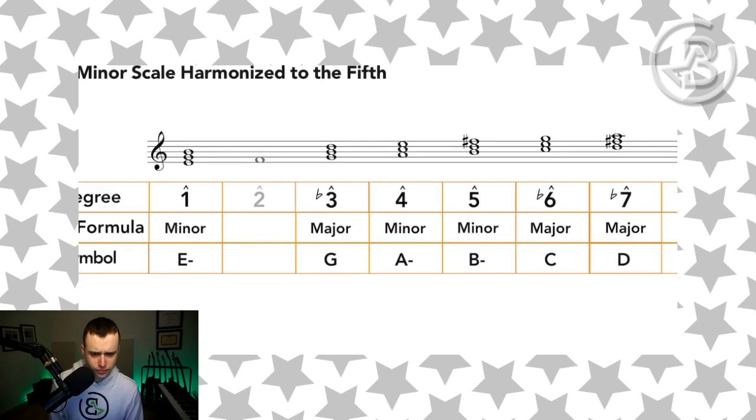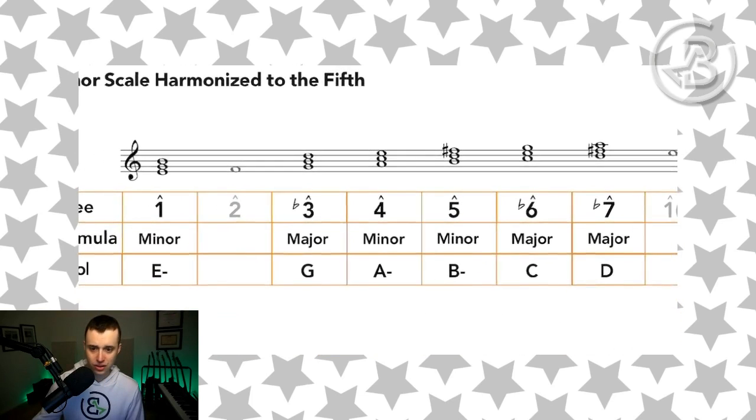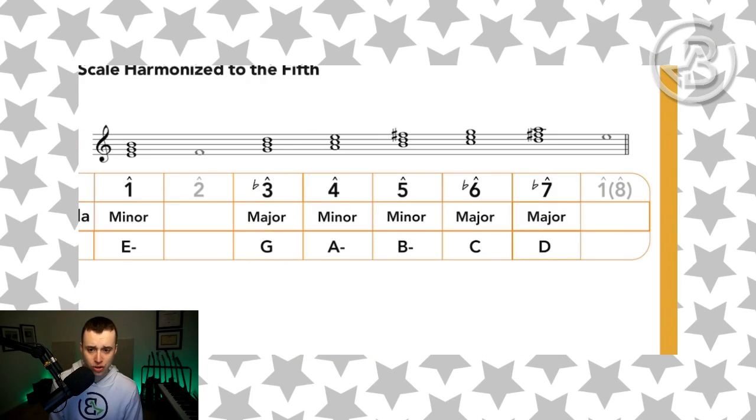And so what we end up with is E minor, G major, A minor, B minor, C major, and D major. And that's pretty much it. It works the same exact way as the A natural minor scale harmonized to the 5th. We're just literally going to build a snowman off of every single note in the scale, except for scale degree 2. If the note of the scale starts on a line, we're going to do a snowman on the lines. If the note starts in a space, we do a snowman in the spaces. And that's how we get the E natural minor scale harmonized to the fifth. I will see you in the next lesson.